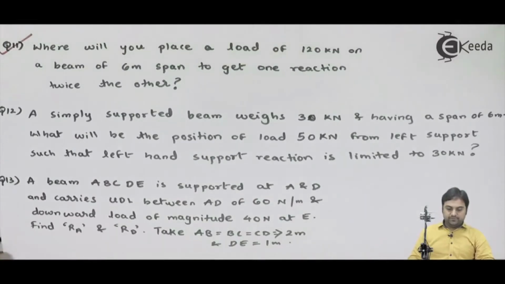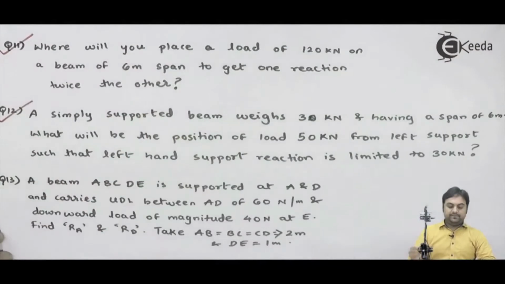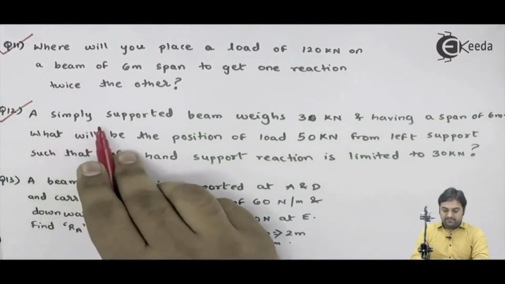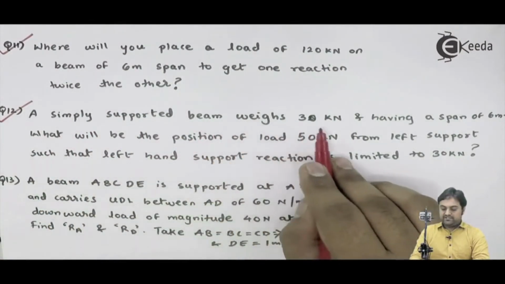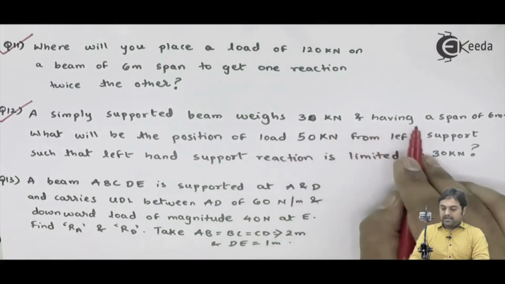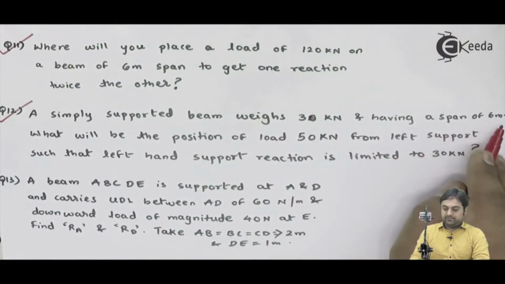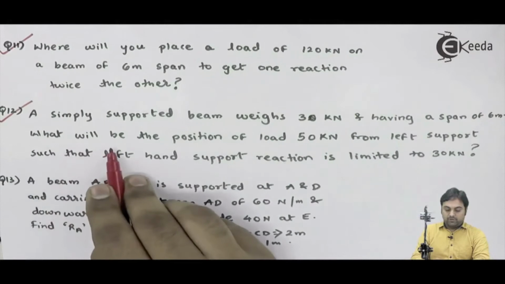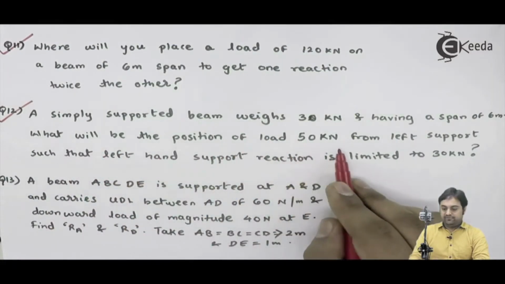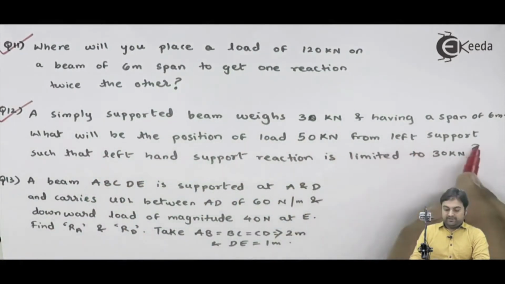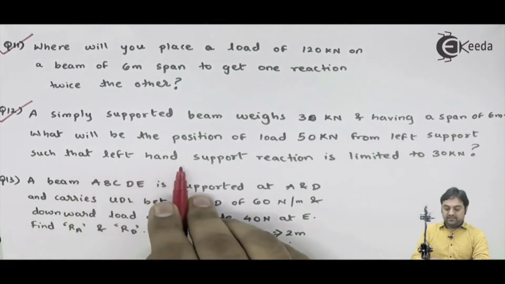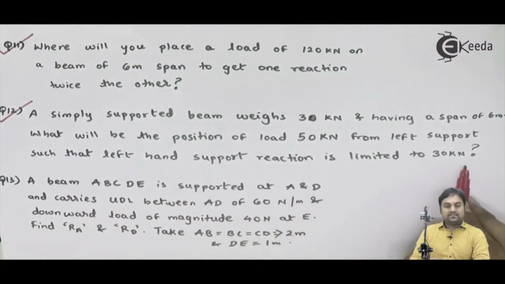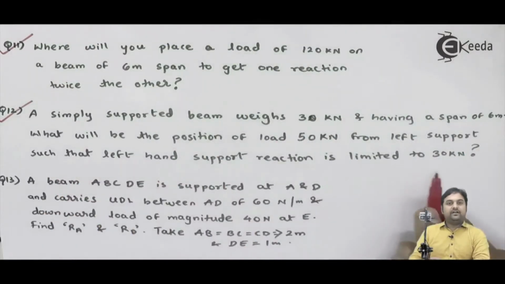Let us take question number 12. I am reading the question. A simply supported beam weighs 30 kilonewton and having a span of 6 meter. What will be the position of load 50 kilonewton from left support such that left hand support reaction is limited to 30 kilonewton? This is the question which we have.